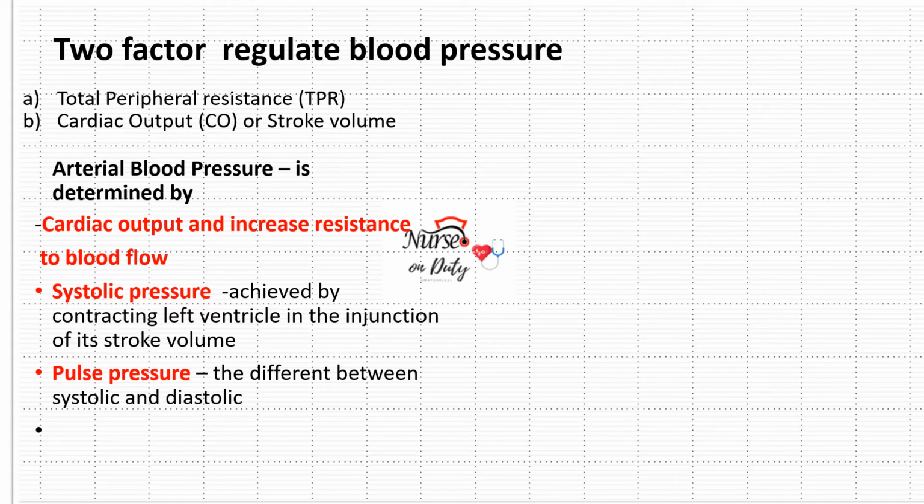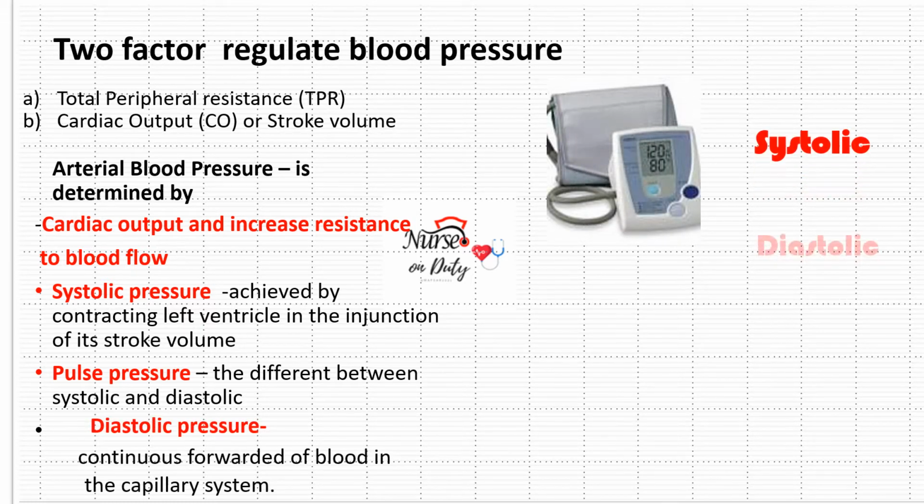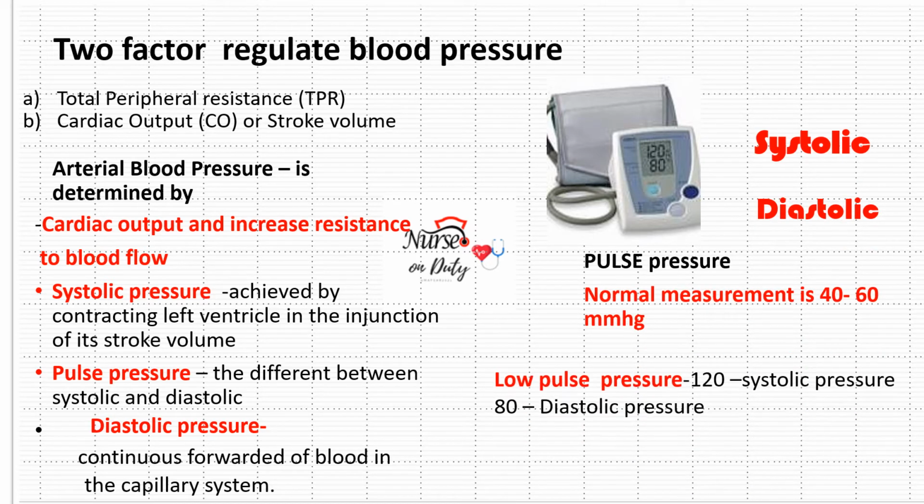But in between the diastolic and systolic pressure, for a BP of 120 over 80, the diastolic pressure is the 80, which is the continuous forward flow of blood in the capillary system. In diastolic pressure, there is a shift from a high concentration or pressure into a lower pressure for diffusion or exchange between carbon dioxide and oxygen. So, they shift. So, the pressure should be lower.